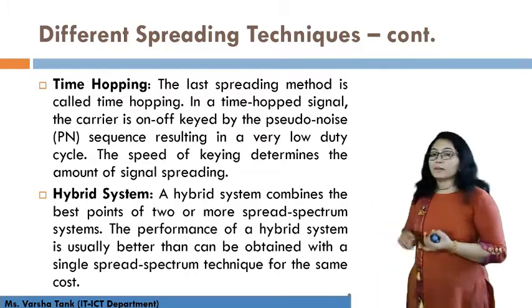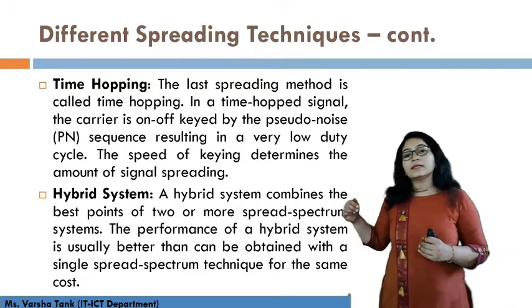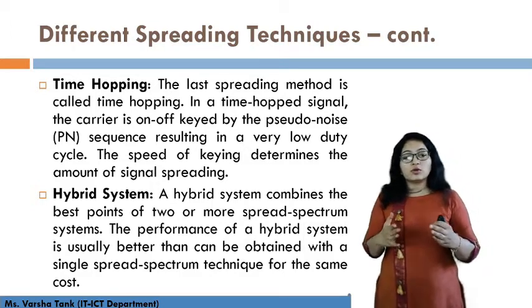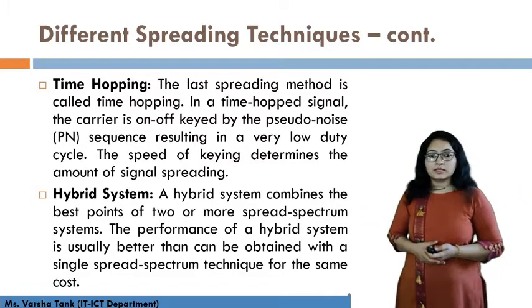Now the last one is the hybrid system. So what is a hybrid system? It is the combination of the above four technologies. So two or three technologies will be combined to provide the hybrid system.